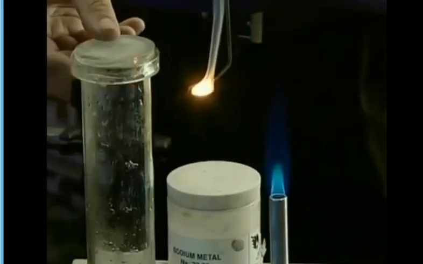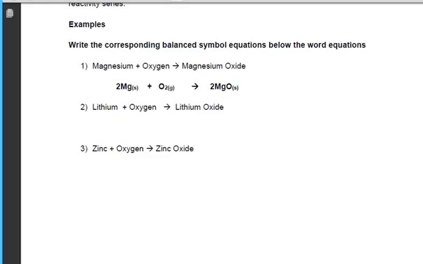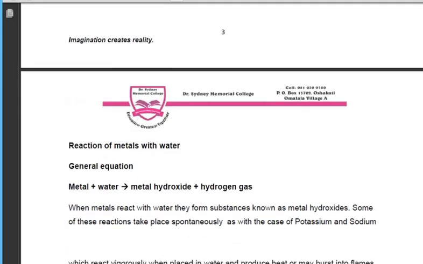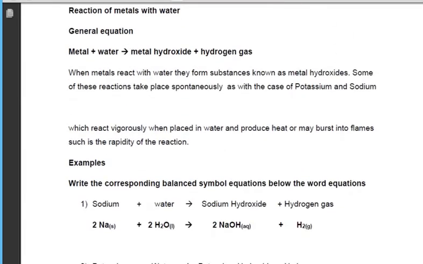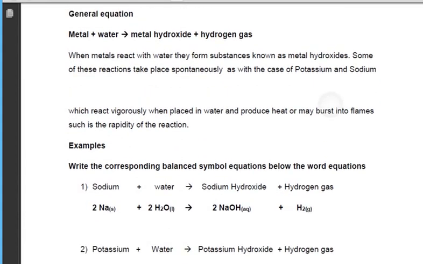Okay, let's now also look at, finally, the reaction of metals with water. Right, so metals react with water to form what we call metal hydroxides and hydrogen gas. Let's look at this equation. Let's jump quickly to this reaction where we have sodium reacting with water to produce sodium hydroxide.